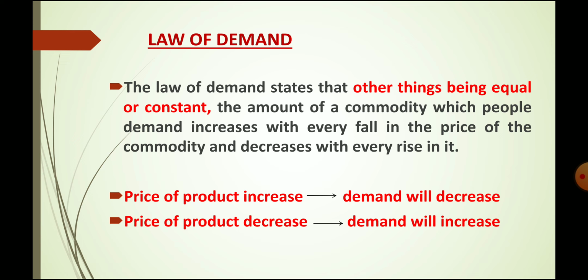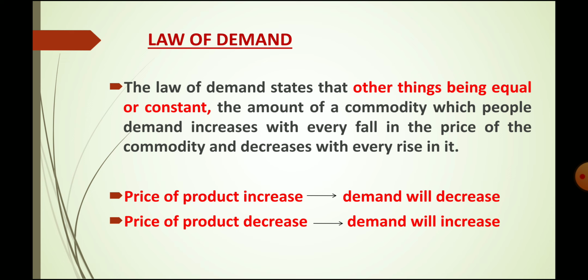For example, other than price, all factors must remain constant. Only price should change, increase or decrease, while other factors remain constant. Other factors are the income of the consumer, taste and preference of the consumer, price of related commodities, size of the population, and expectation about future price. All factors other than price must remain constant, meaning no change. Then the law of demand is applicable.